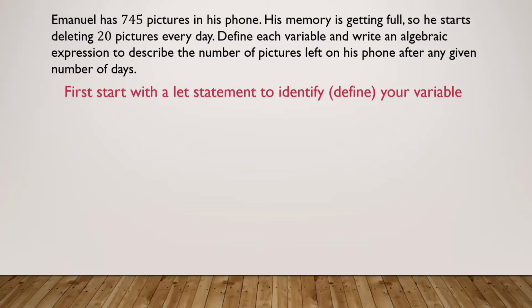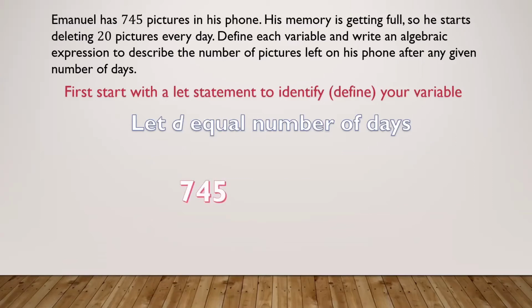We are looking for the number of pictures left on his phone after any given number of days. What don't we know? Well, we don't know the number of days. So we're going to say D equals number of days. Okay. If we go back through and we look, there are 745 pictures starting on his phone. That's great. But what does he do? Well, he deletes 20 pictures every day, okay?